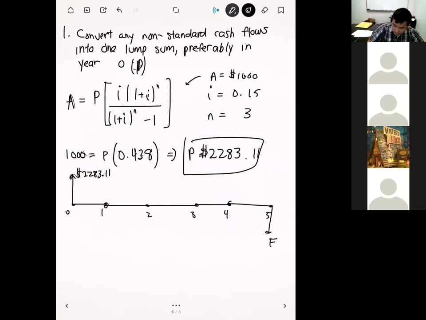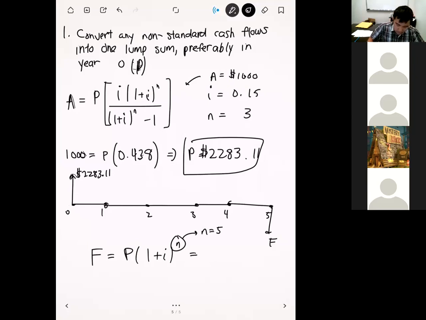Now that we have a lump sum in the present and a lump sum in the future, we can just do a simple P to F conversion. So let's go ahead and use our P to F conversion. We know that F is equal to P times (1 + i) raised to the N power, where this time, since we're going from time 0 to time 5, N is going to equal 5. Everything else stayed the same. So let's go ahead and perform that math.